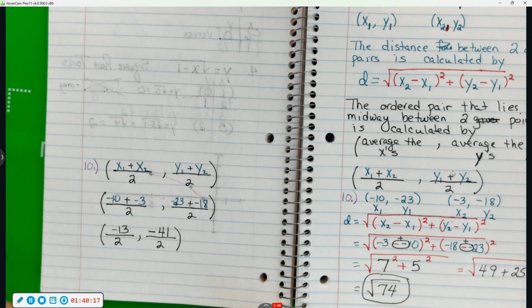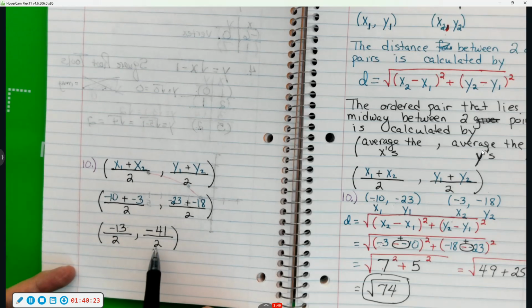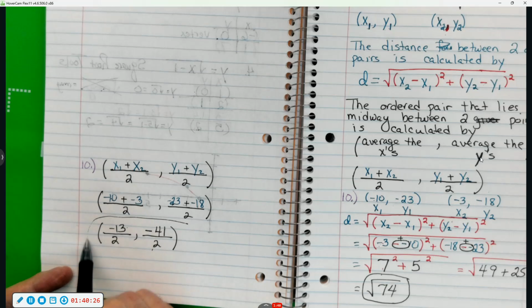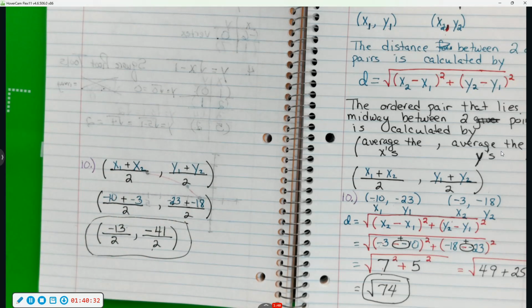We don't write mixed numbers or decimals here. Same thing for 41 over 2, that would be 20.5. You just stop right there. So negative 13 over 2, comma, negative 41 over 2. If you plotted these 2 points that you were given, drew the line segment connecting those 2 dots, this point here would be right there in the middle of that line segment. That's what you found geometrically. That's what you're finding with that midpoint. Now, any questions there? Plug it in.